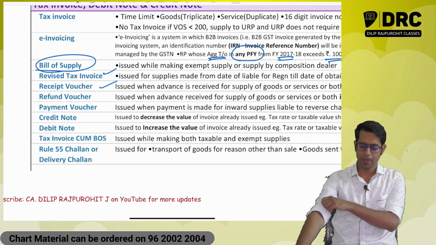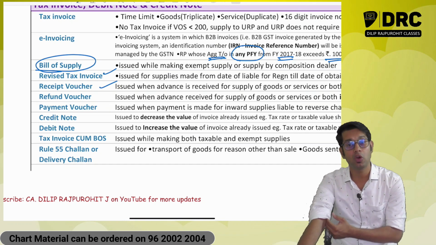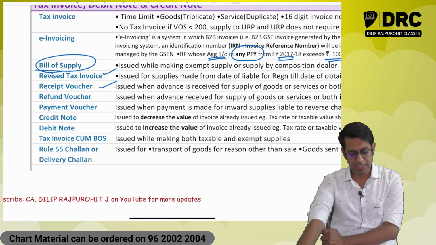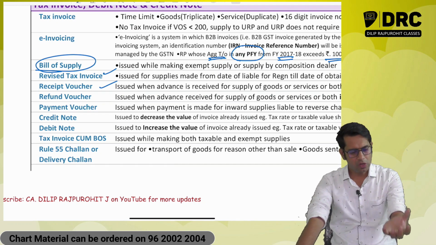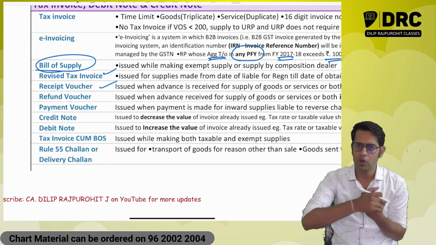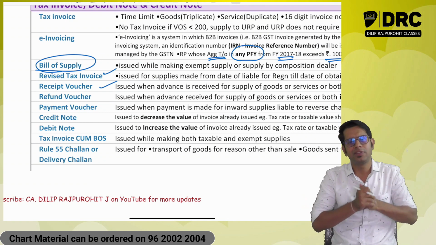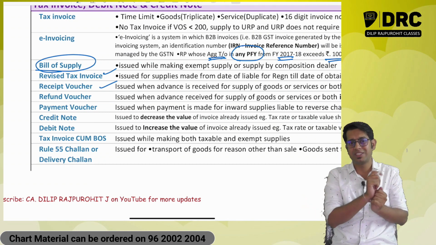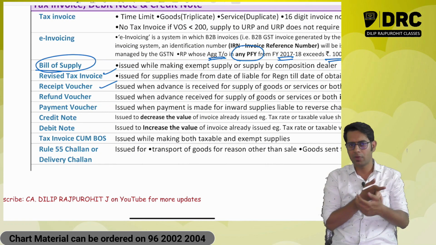This revised tax invoice is required to be issued within 30 days. Then the receipt voucher. Whenever you receive any advances, as proof of receipt of that advance, you are required to give a document called a receipt voucher. At the time of receipt of that advance, if it is a case of services, you are also required to pay tax on that advance.